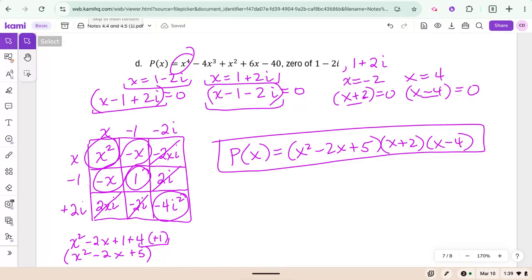And finally, are we on our last one yet? Last page, maybe.